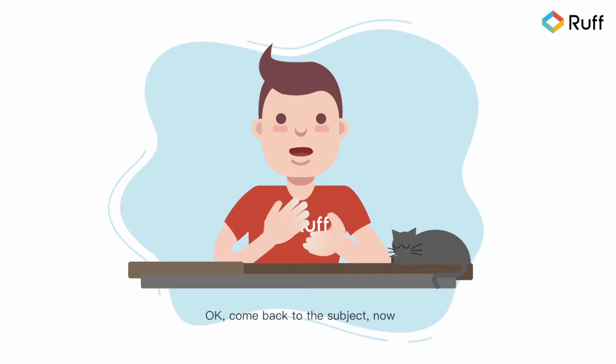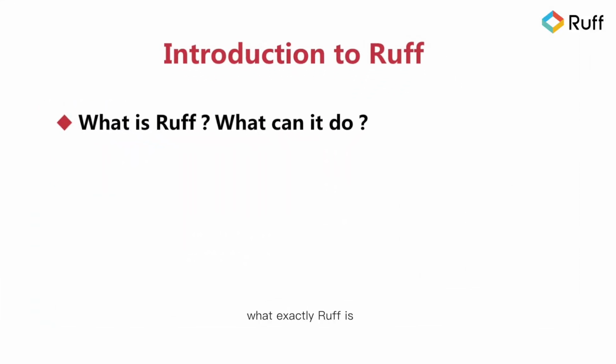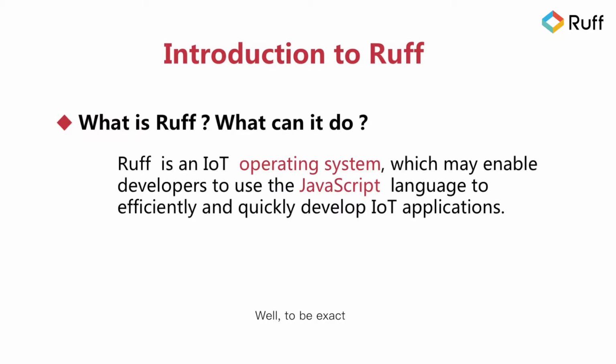Okay, come back to the subject now. First, let me briefly introduce Ruff. Many of you may wonder what exactly Ruff is. It is a development board. Well, to be exact, as we see, it is an IoT operating system. It's software, and on this software, we as developers may use JavaScript, a high-level language, to develop our own IoT applications. The goal of Ruff is to make all IoT application development easier.